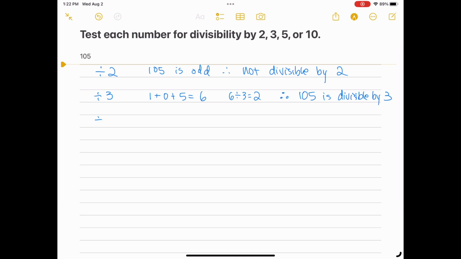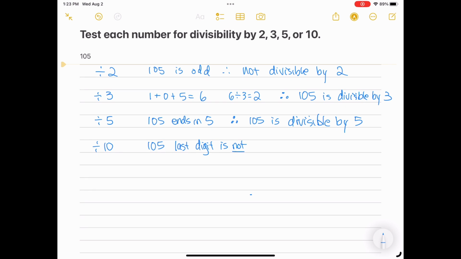Is 105 divisible by 5? Well, since 105, the last digit is 5, therefore it is divisible by 5. Is 105 divisible by 10? The last digit of 105 is not 0, therefore 105 is not divisible by 10.